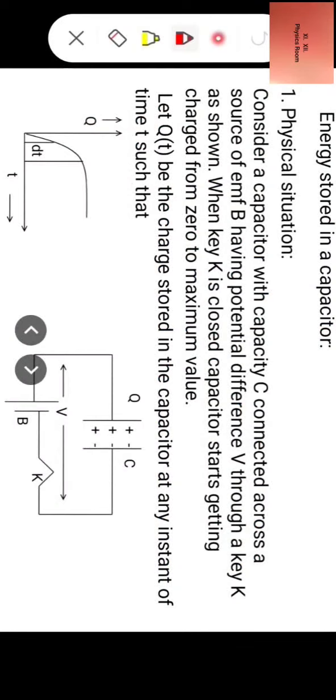Hello friends, continuing with the topic of electrical capacitance. Today we come to the seventh part of it: energy stored in a capacitor.